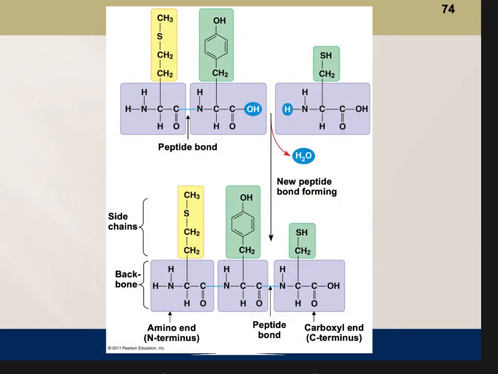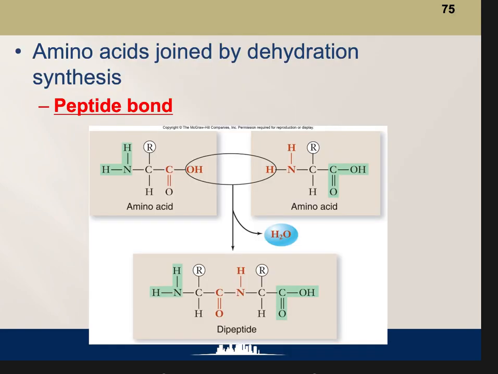Excuse me. So what we'll see here is we have a peptide bond. And when we have a peptide bond between these amino acids, we see that we have side chains and we have these new peptides, formed by dehydration synthesis that will have this amino acid peptide bond and a carboxyl end, a C terminus. So we'll have an N terminus and a C terminus on an amino acid. So amino acids are joined by dehydration synthesis using a peptide bond.